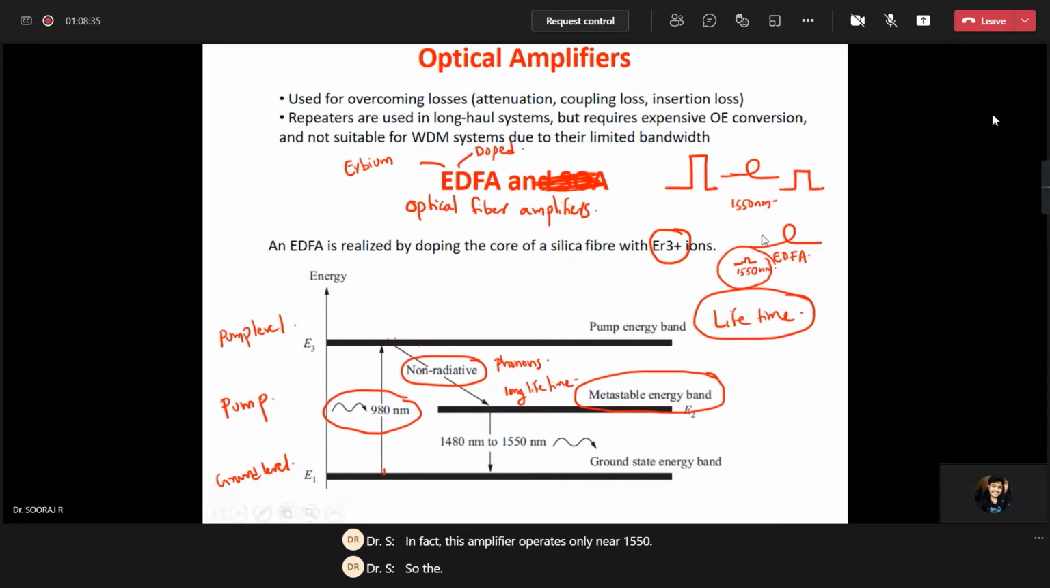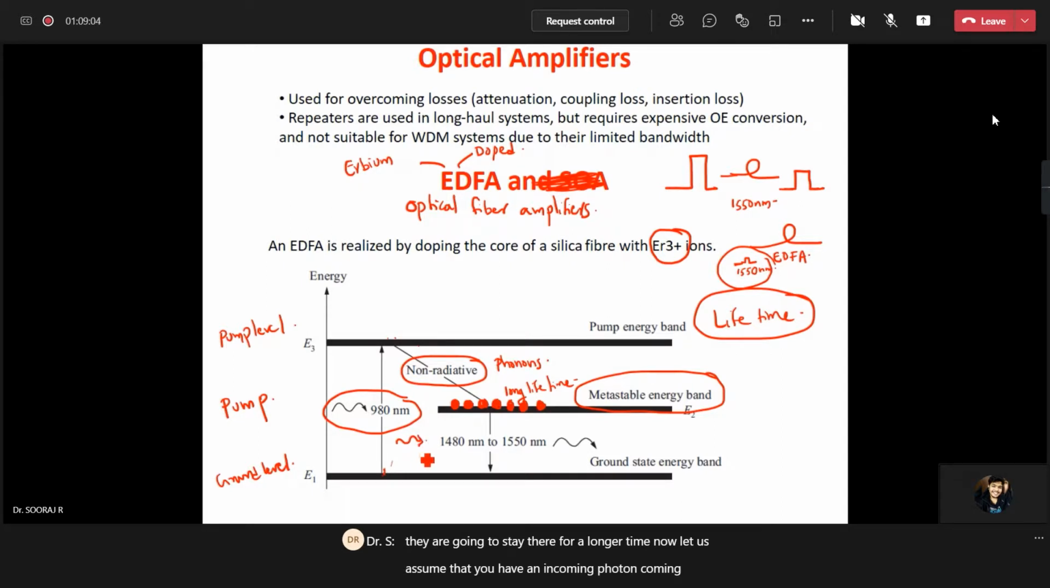The signal has a wavelength of 1550 nanometer, and the amplitude is small. So you have an incoming signal, and you have a pump signal that has taken all the electrons from here to there, and let's say all the electrons are here. These electrons are just staying there because they are in a metastable level, so they have a large lifetime. They are going to stay there for a longer time. Now let us assume that you have an incoming photon coming.